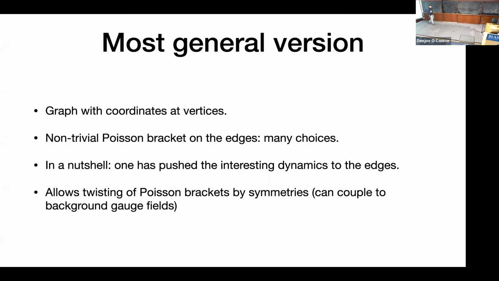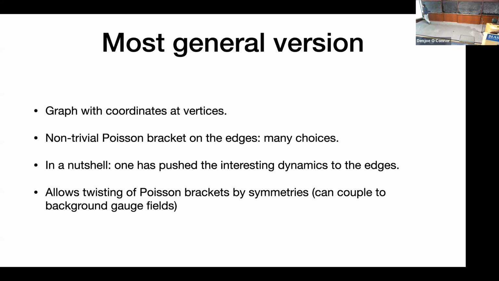Okay, so the most general version that we have is, you want to get perverse, you have a graph. So instead of having some lattice, you just have a graph of vertices. You have coordinates at the vertices. You impose non-trivial Poisson brackets on the edges of your graph, so you have to choose signs. There are many choices. So you push all the interesting physics to the edge Poisson bracket, and this is why you've generated a bit of topology, because how things are connected starts mattering.